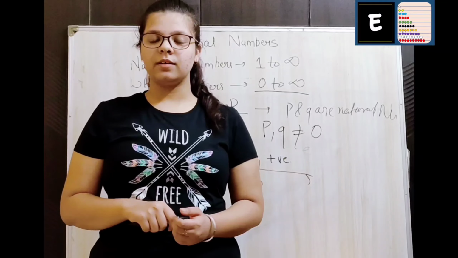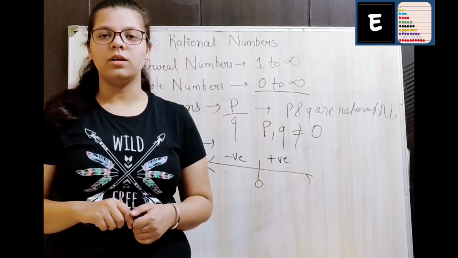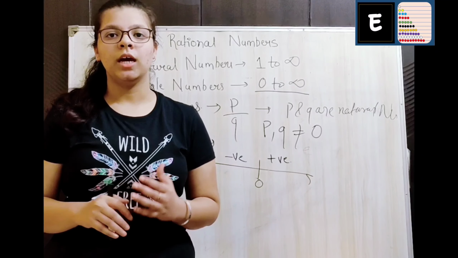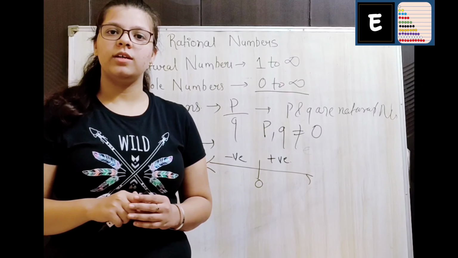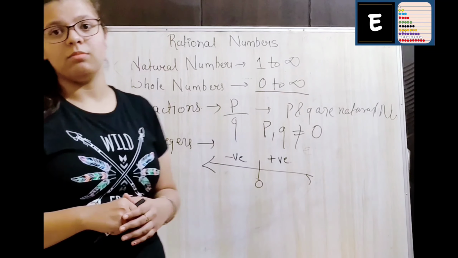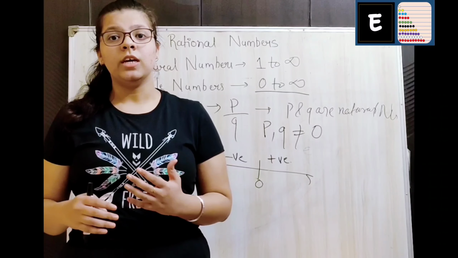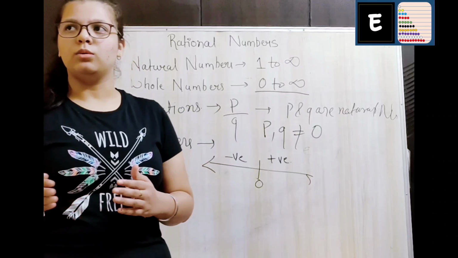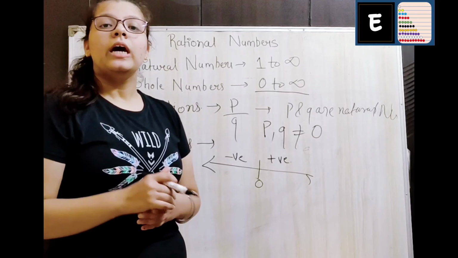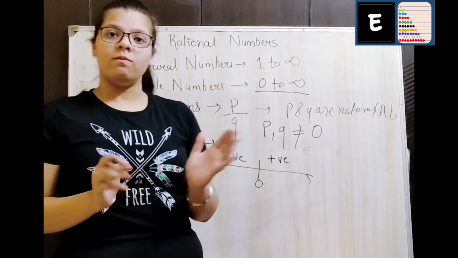Class 8. Let's begin with our first chapter, which is rational numbers. To understand rational numbers, we have to learn some basic things which you must have already learned in your previous standards. First is our natural numbers. Natural numbers are those numbers which we use to count things, like 1, 2, 3, 4, 5, 6, 7, 8, etc., to infinity. So natural numbers are from 1 to infinity.